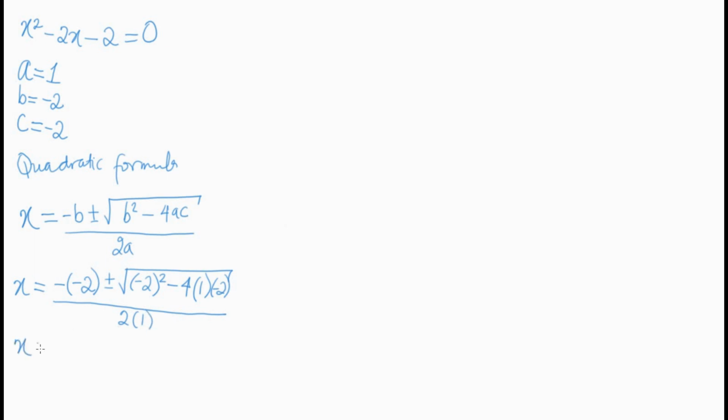So x equals, negative times negative is just positive, so 2 plus or minus the square root of (-2) squared, which is 4. The negative here times the negative here makes this value positive. So we have positive here. Then we have 4 times 2 is 8. So we have 4 plus 8 here, over 2. So we continue. x equals 2 plus or minus the square root of 12, over 2.